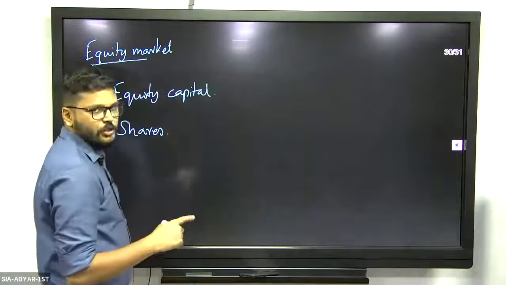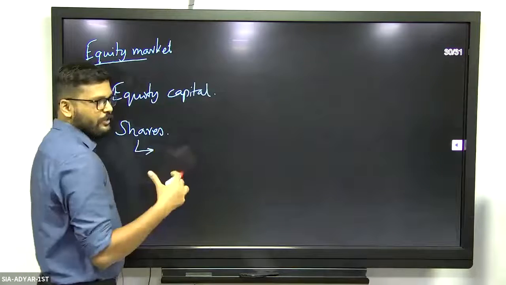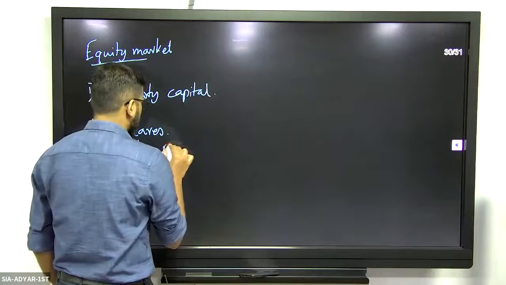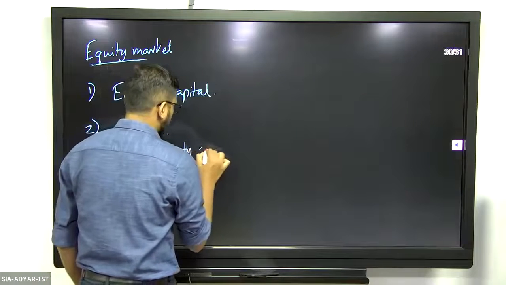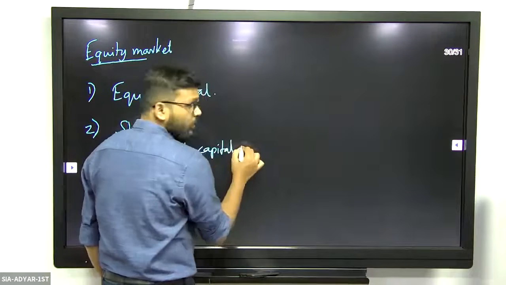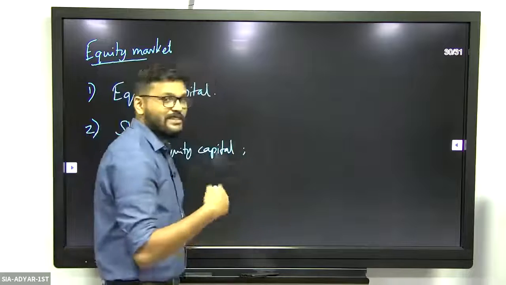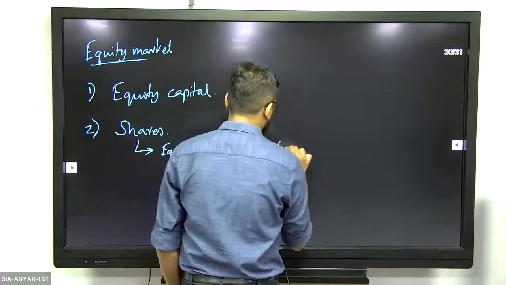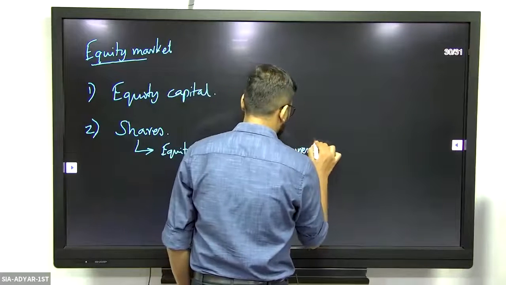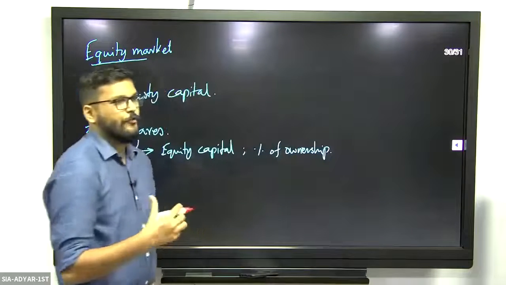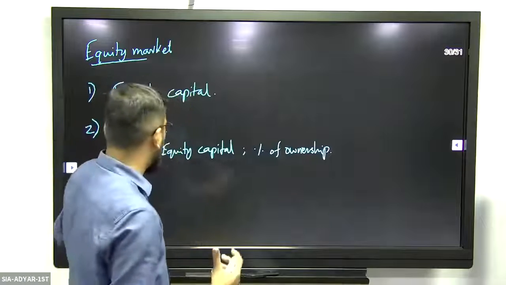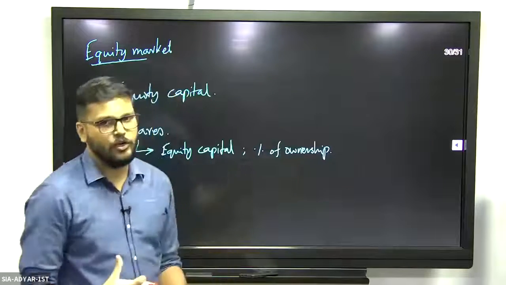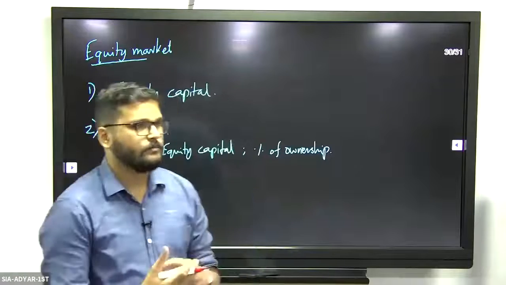A share is a financial instrument which gives you the information of how much equity capital was given. How much does this translate to as a percentage ownership of the company? What percentage of ownership do you have in that particular company? All these details will be mentioned in the share. Equity capital gives you the percentage of ownership that you will have of that particular company.